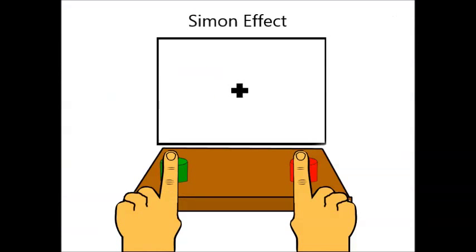However, the location dimension of the stimulus, its position on the screen, overlaps with the relevant stimulus dimension, left or right. Because of this, the irrelevant location dimension of the stimulus activates the corresponding response and interferes with making a response to the non-corresponding side. As a result, same-side responses are faster and more accurate than opposite-side responses.